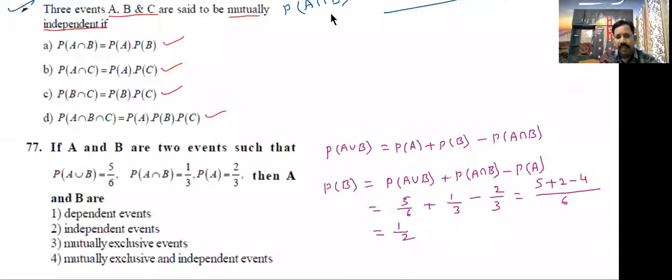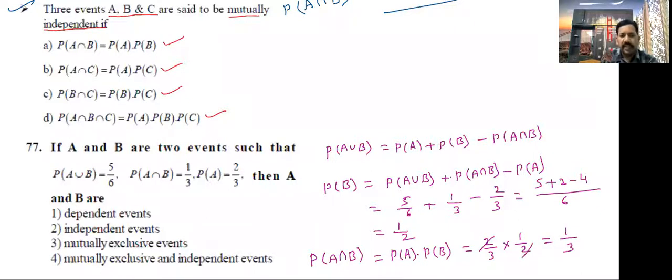We need to identify whether A and B are independent or not. P of A intersection B, if they are independent, what is the formula? P of A into P of B. Verify that. P of A value is 2 by 3 and P of B value is 1 by 2. 2 cancels. What are we getting? P of A intersection B is 1 by 3. Here also it is already given that P of A intersection B is 1 by 3.